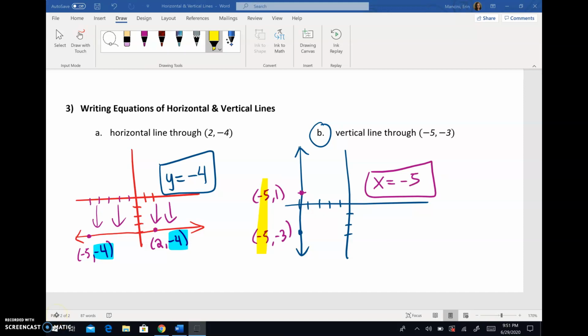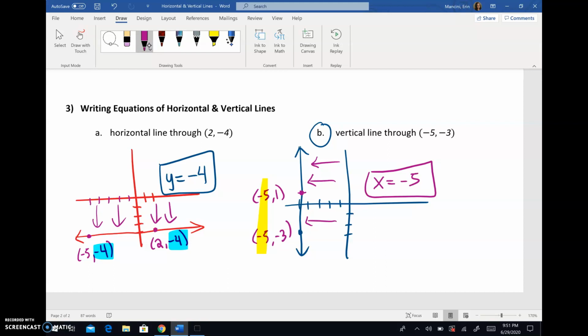Okay, if done correctly, you should have got the equation x is -5, because if you look at this graph, everywhere you go, you're moving on the x -5 units, right? So I wrote some points here. We have -5, 1, -5, -3. That's what's consistent here, and it defines that line.